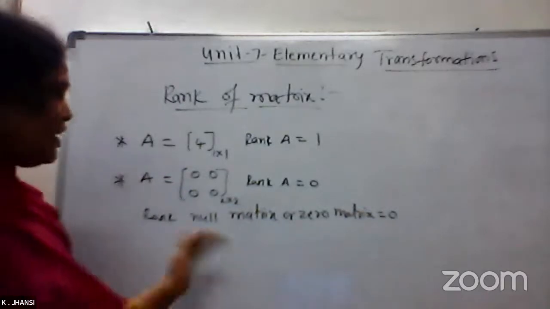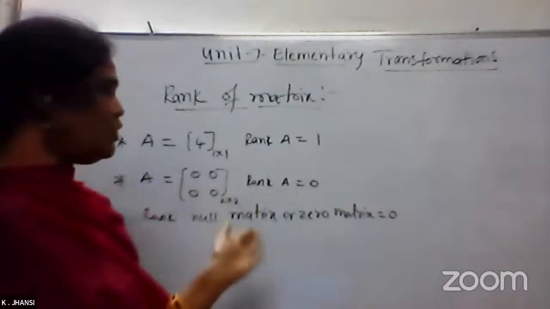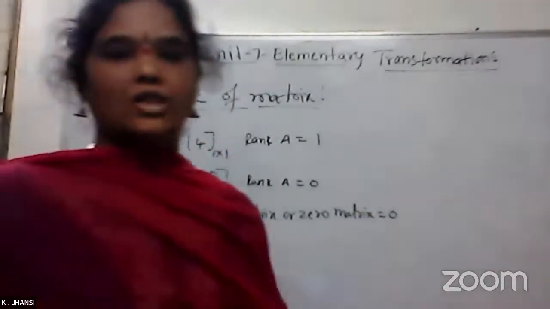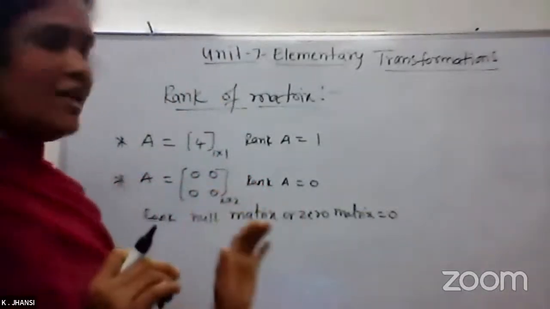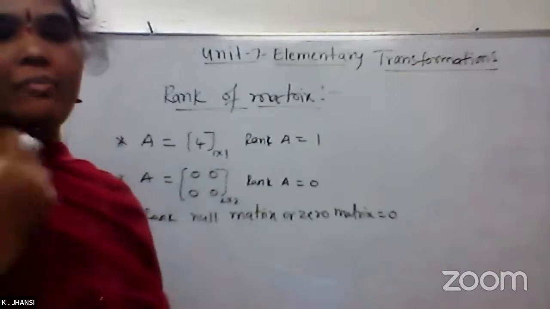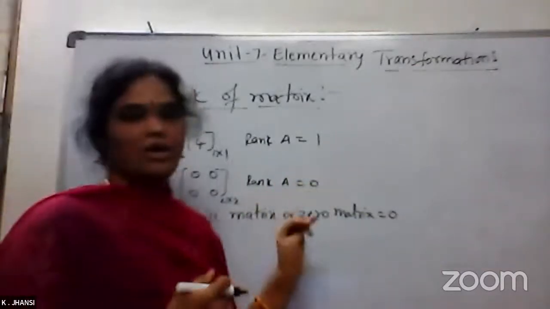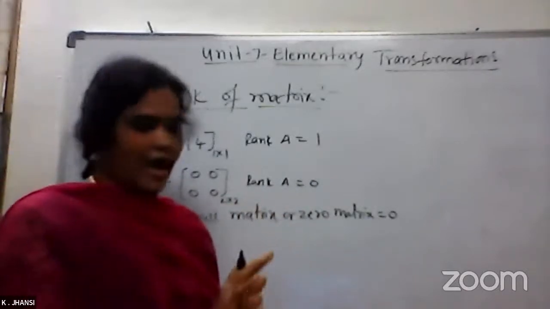Other than that, if you have any 3 by 3, 2 by 2 or 1 by 1, 4 by 4, or 4 by 3 or 3 by 4, that is a square matrix or rectangular matrix, you will compulsorily have a rank of any one of 4, 3, 2, 1, depending on the order of the given matrix.